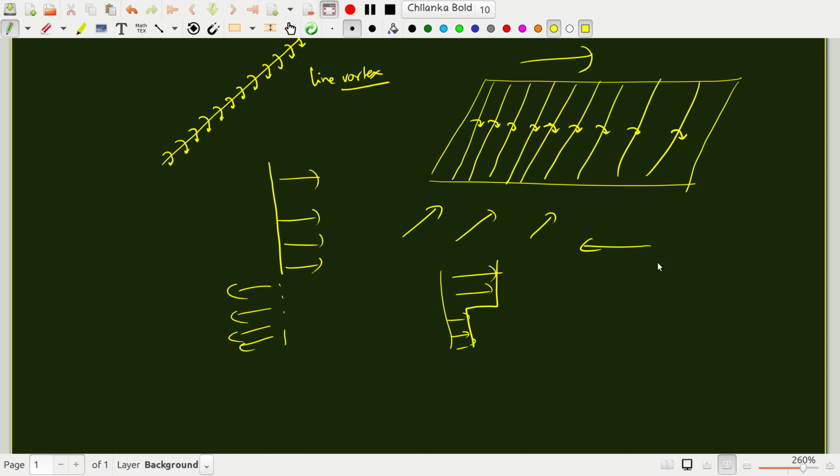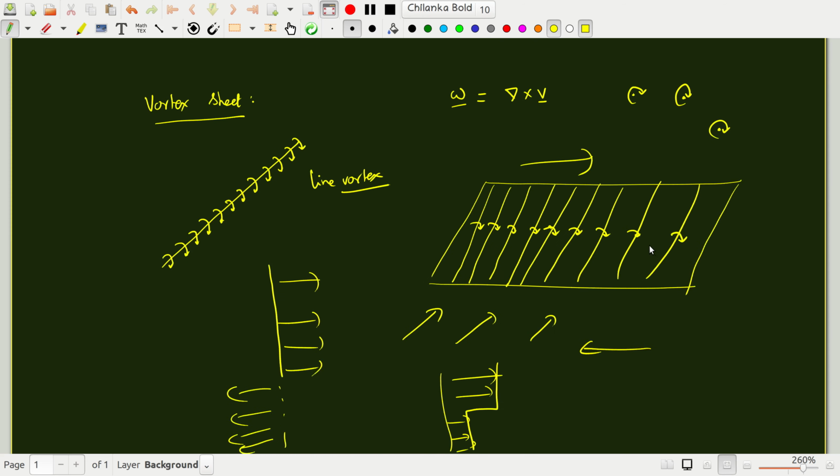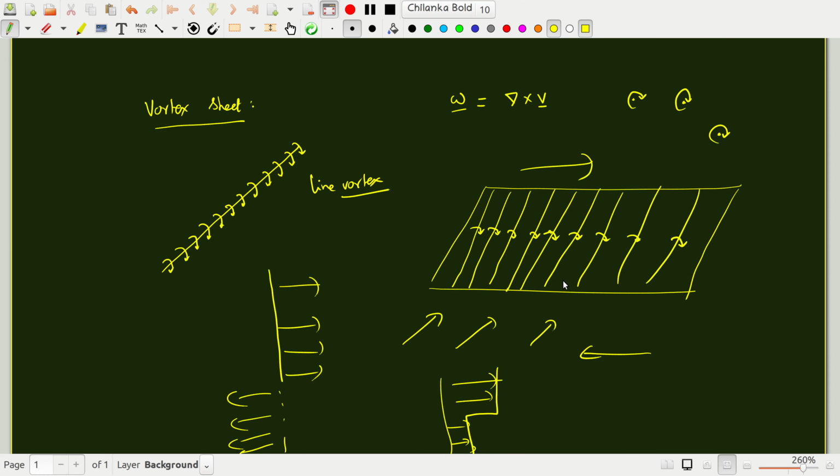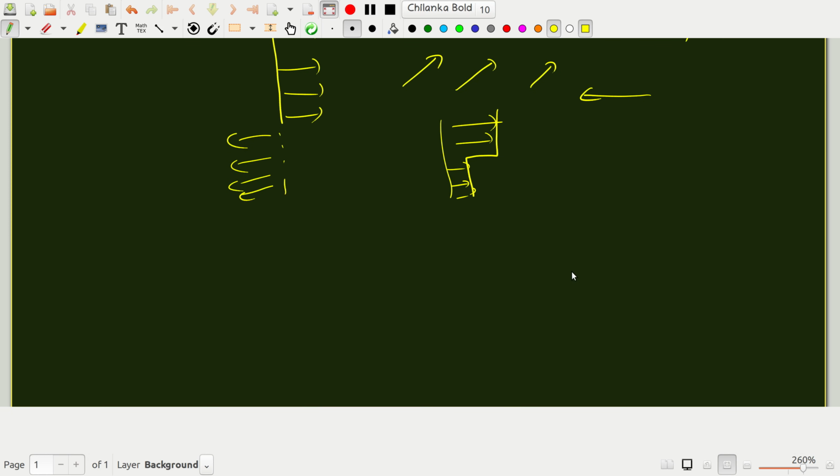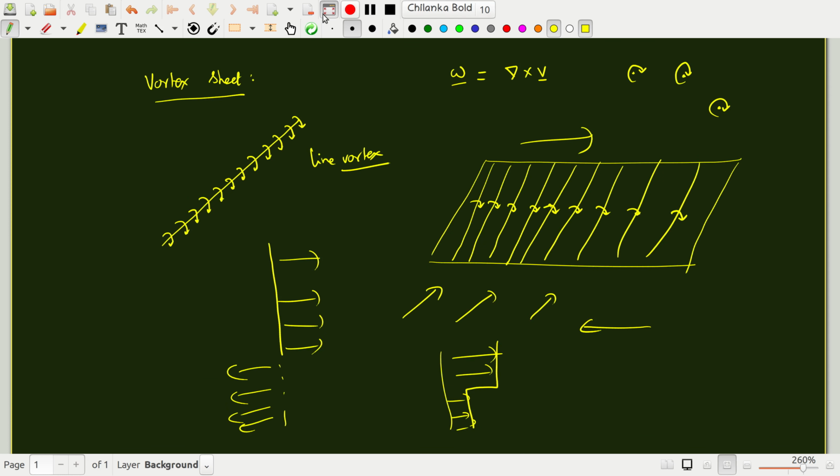So the idealized shear layer also corresponds to a sheet vortex or a vortex sheet. And the question we are asking is whether a vortex sheet can be stable or not. So that's what we are going to answer using analysis. As usual, let's understand using a simple physical argument. This is the location of the unperturbed interface.